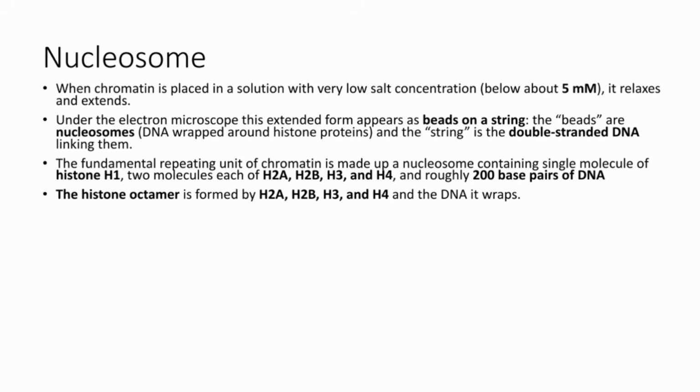So the fundamental repeating unit of the chromatin is the nucleosome, containing one H1 histone and 2 molecules each of H2A, H2B, H3, and H4, and roughly 200 base pairs of DNA. The histone octamer is made up of H2A, H2B, H3, and H4, and the DNA wraps around it.